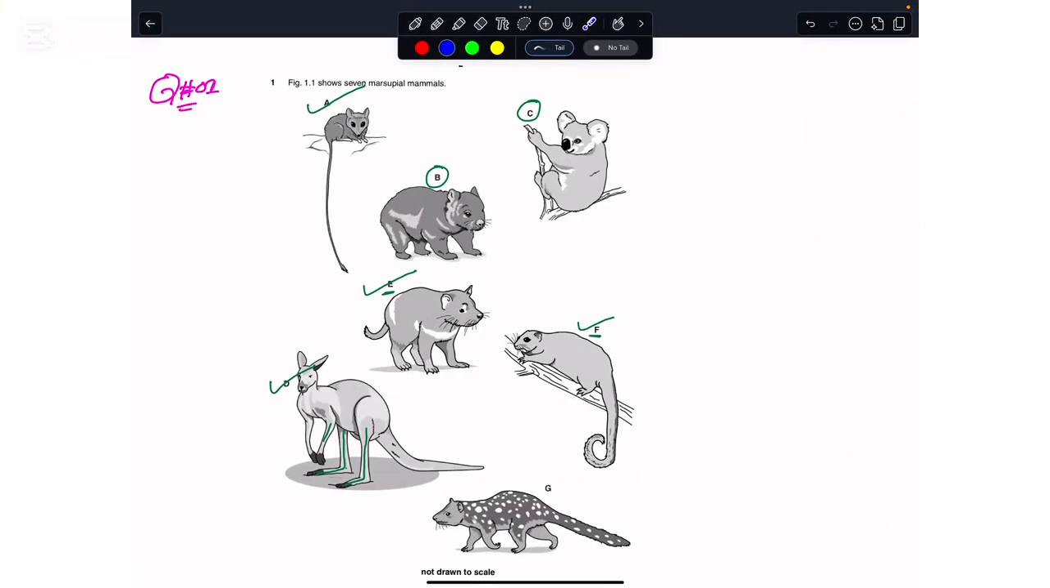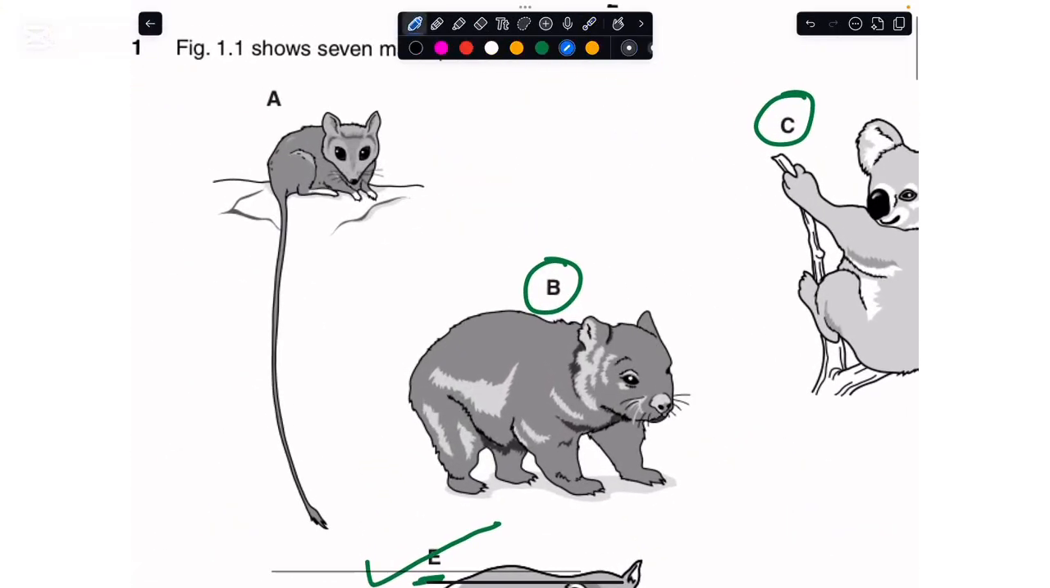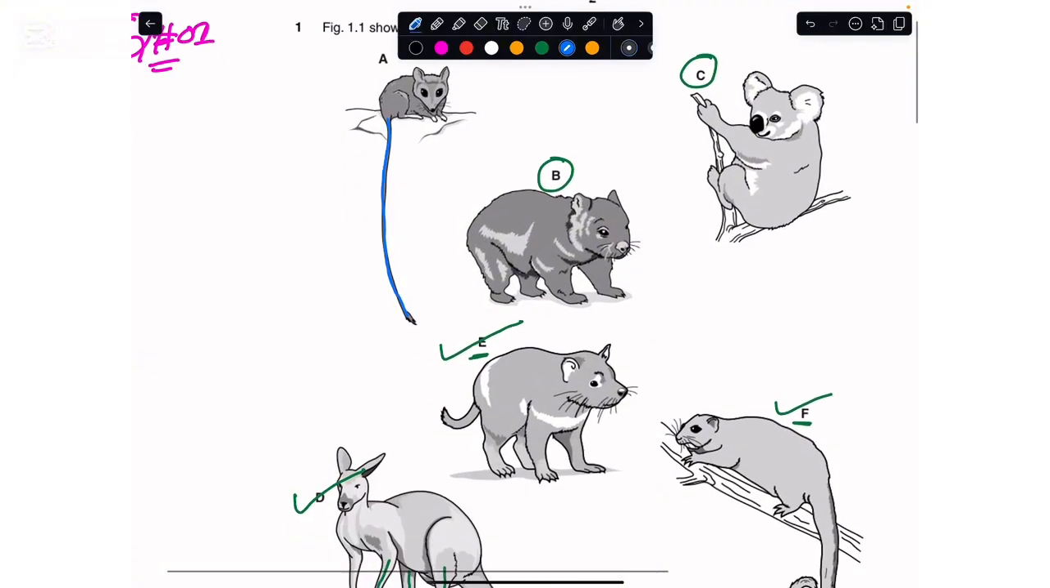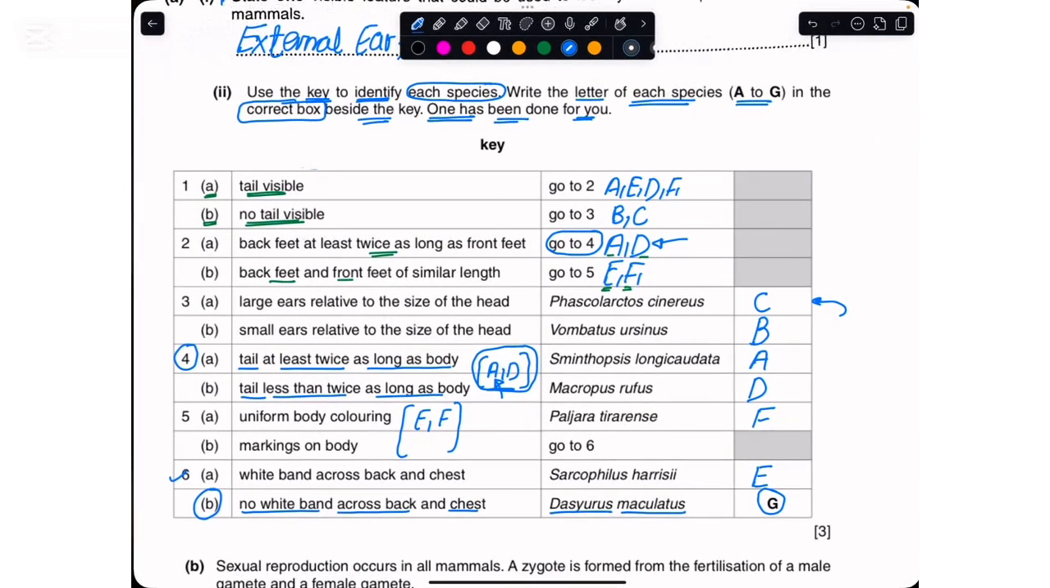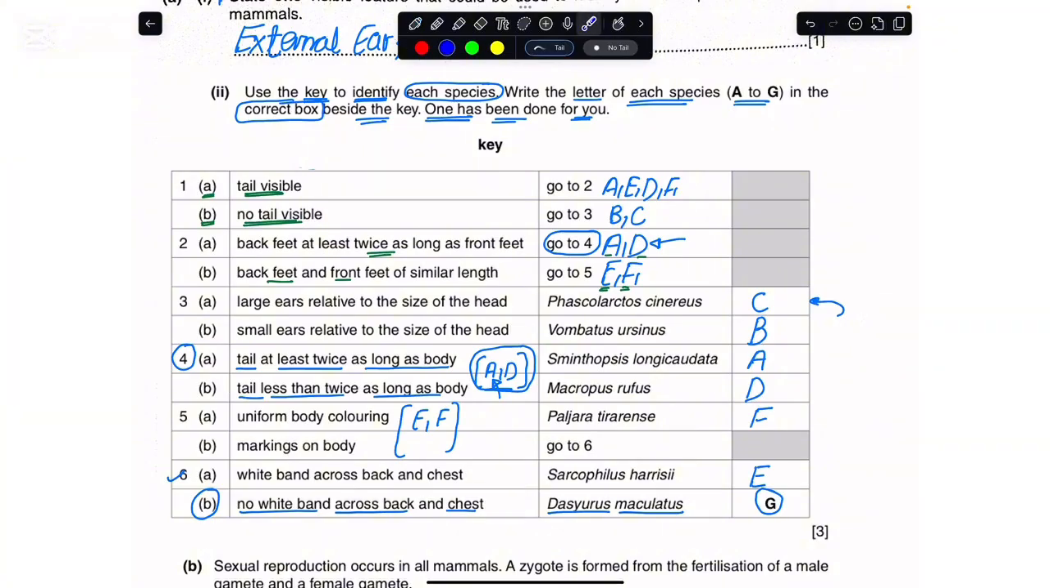So let me just look toward A and D. For the A animal, you see that its tail length is twice as long as the body length. And if we look toward the D, the tail length is enormous, but this is not twice as much as the body size. So that is why for the 4A part, I would be writing A, and for the 4B part, we would be writing D over here. So this is how we are actually solving this dichotomous key.